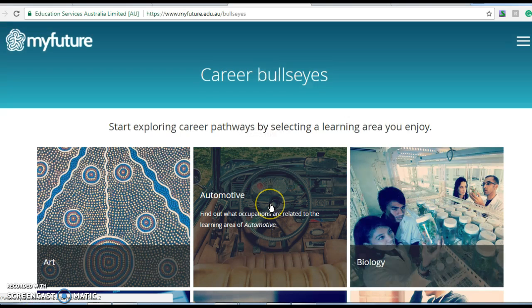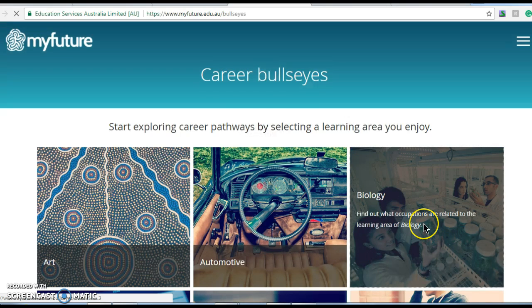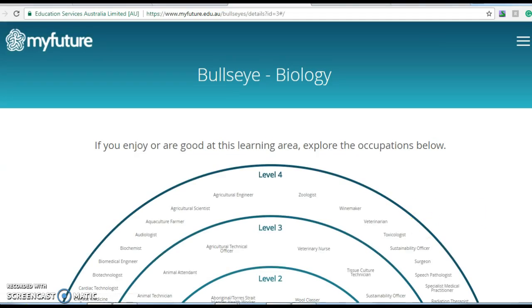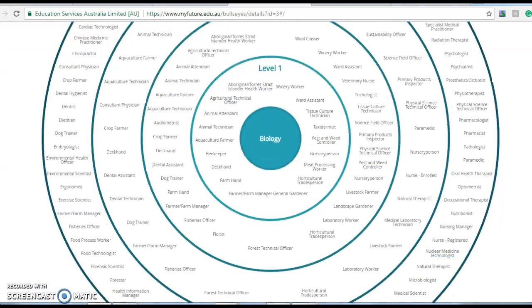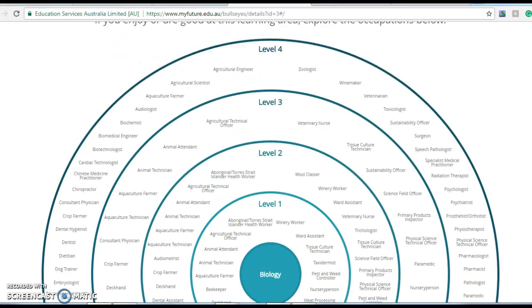So let's say you're really good at biology. It pulls up a careers bullseye, level 4 entry level, level 4 graduate level, where you've got a uni course, and you can click on any of these and explore them.